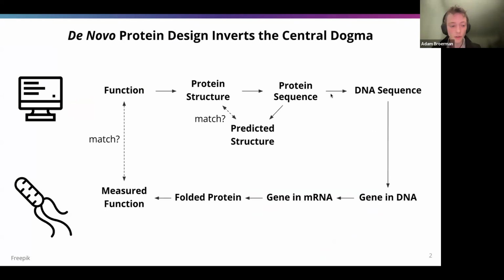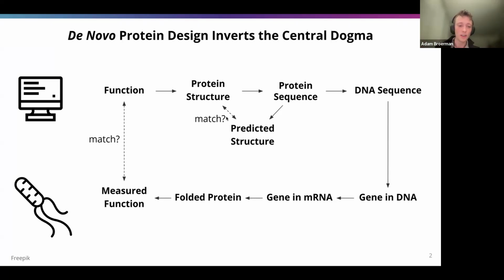Okay, so I wanted to give first a brief overview of the general workflow for thinking about de novo protein design. Compared to the central dogma of biology, where information is encoded in DNA, then transcribed to RNA, and then translated to proteins, and the proteins have some function, de novo protein design kind of inverts that.